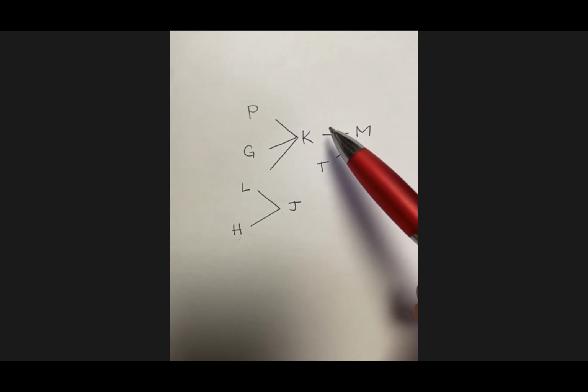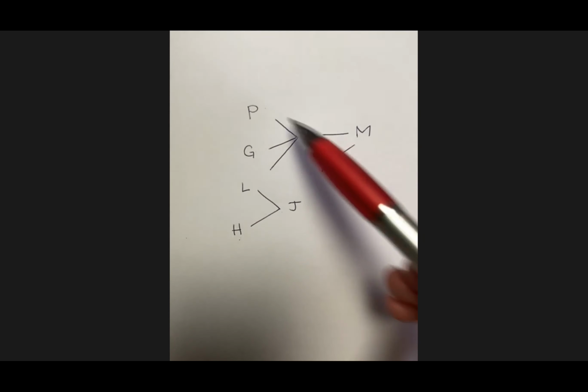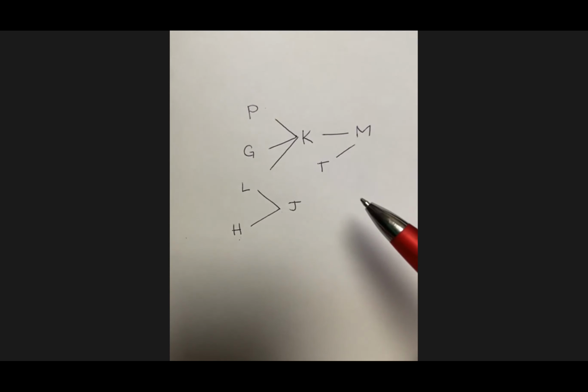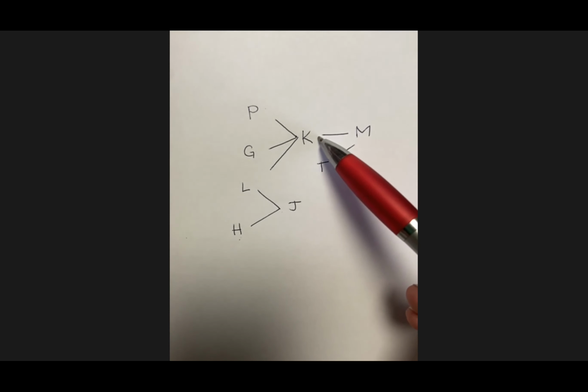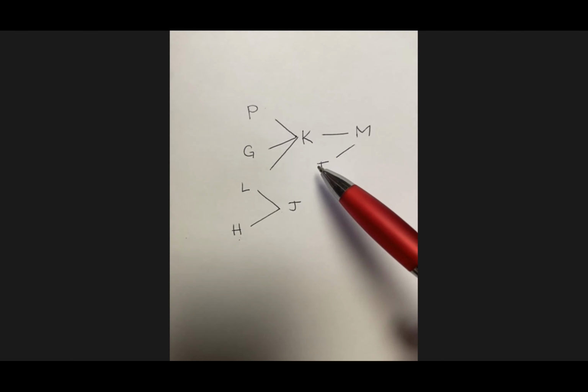And then the ones that don't have any lines after are the ones that can be at the end. So which letters don't have any lines after them? Is it K, T, and J? K has a line after it, right? M and J. M and J? Okay, exactly. T has a line after it, right? So M and J are the only things that can come at the end.